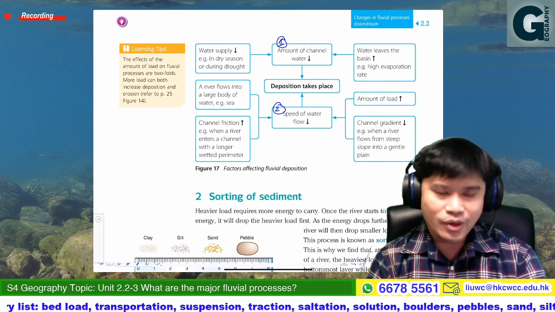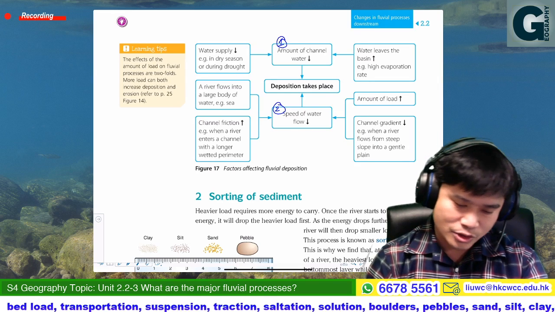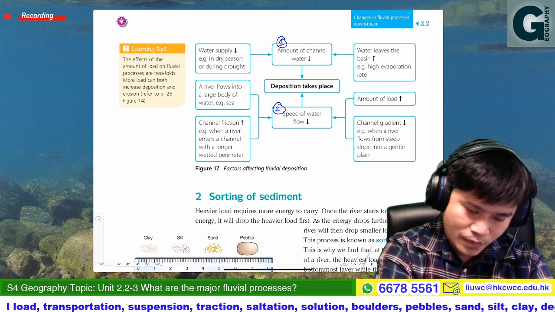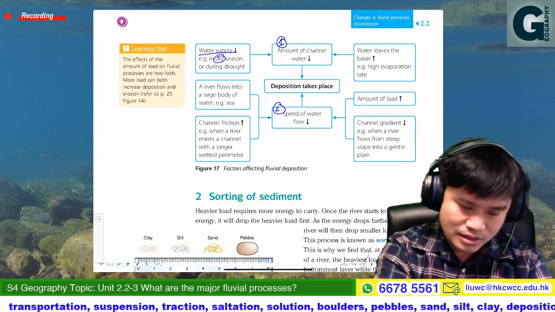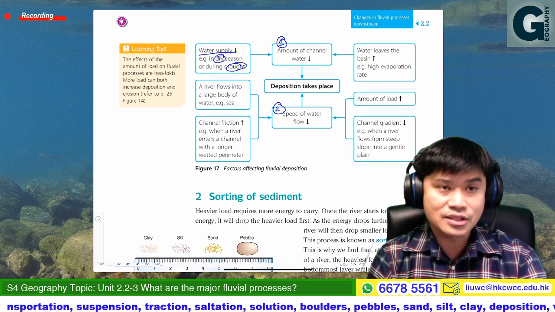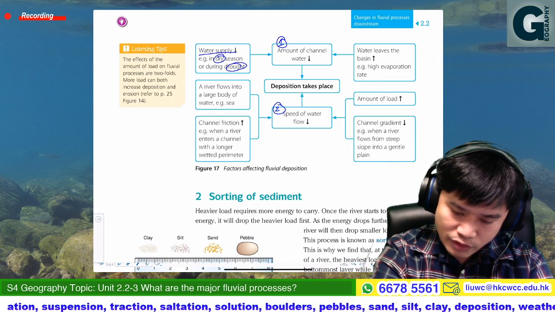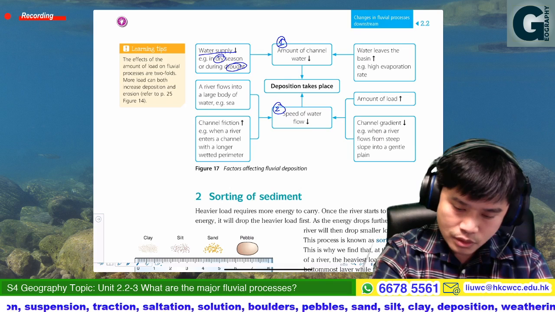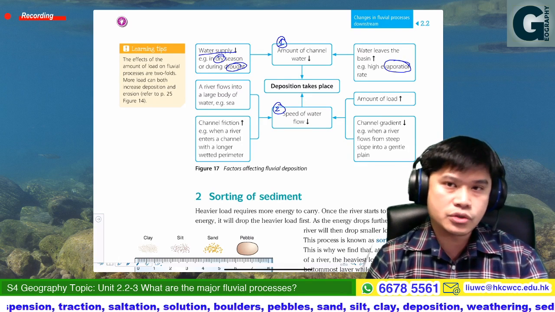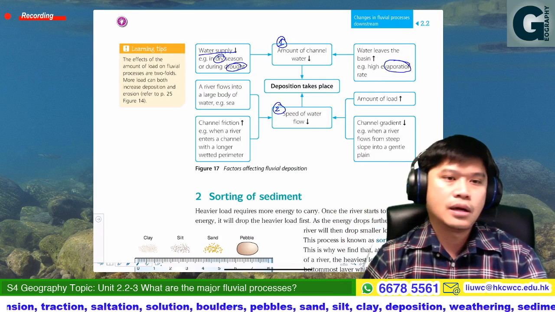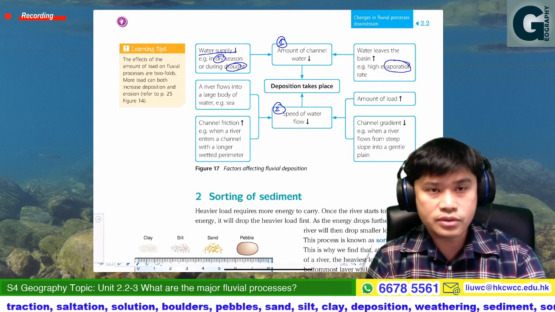So why does the amount of channel water drop? The first one, there will be a drop in water supplied, such as during the dry season. The second one, the water leaves the river basin. How? When there's higher evaporation, so the moisture goes back to the atmosphere. Therefore, the amount of channel water drops.